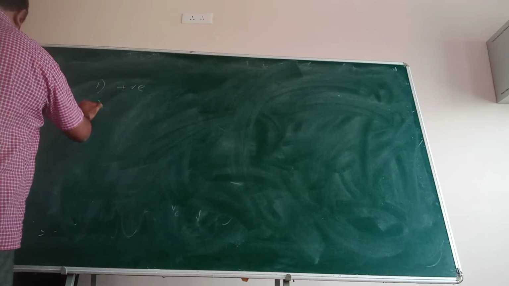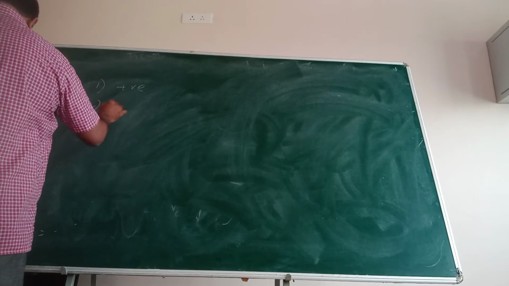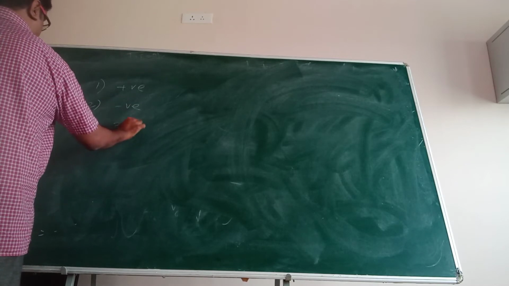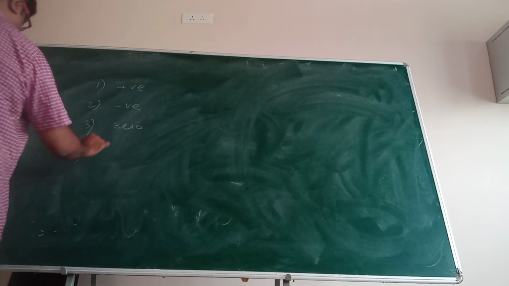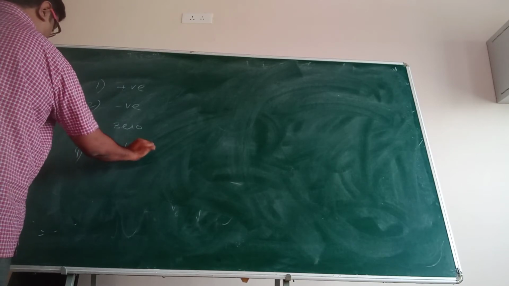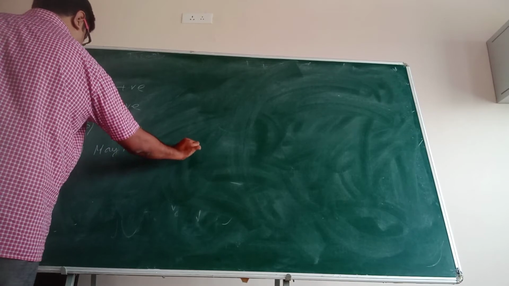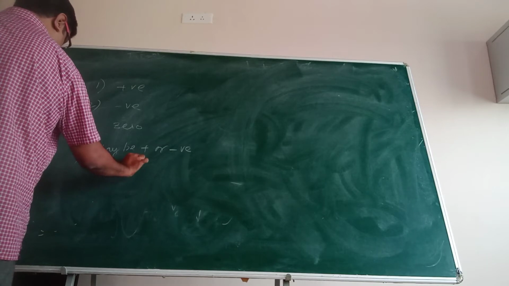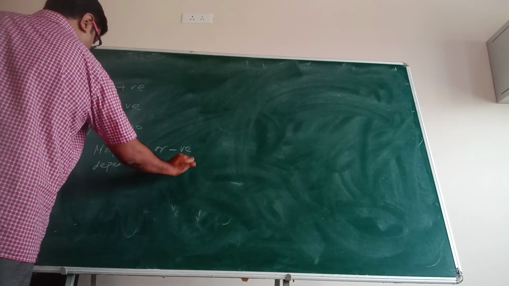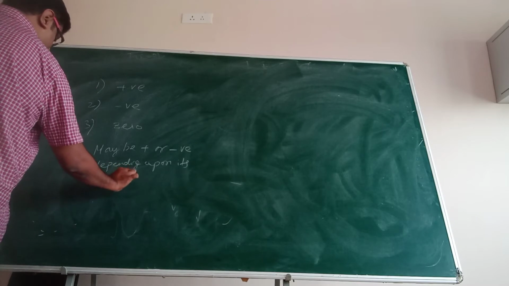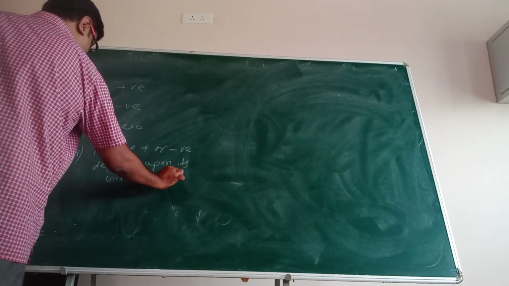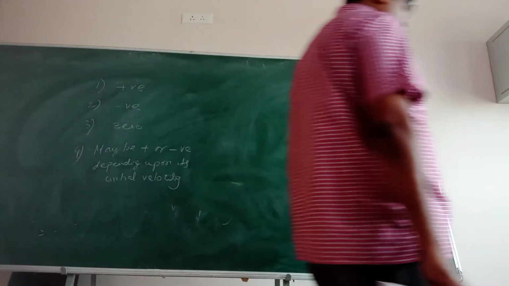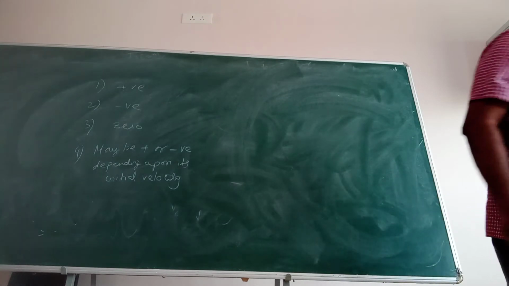First is positive, second is negative, third is 0, and fourth is maybe positive or negative depending upon its initial velocity. Can you think and tell me what is the answer?